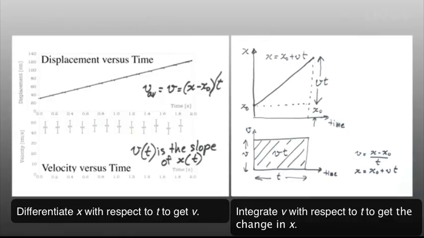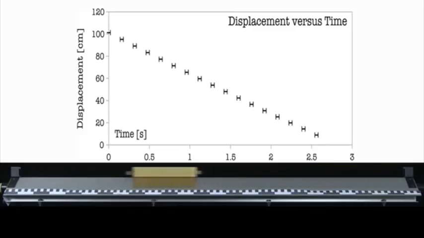I've used positive v to mean travelling in the positive x direction. In contrast, here's a negative v, travelling with the same speed but in the negative x direction.